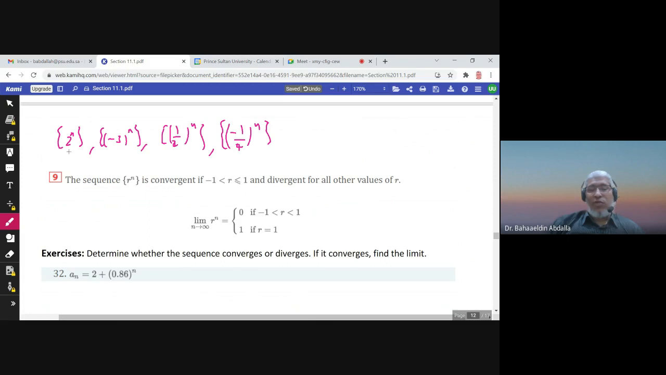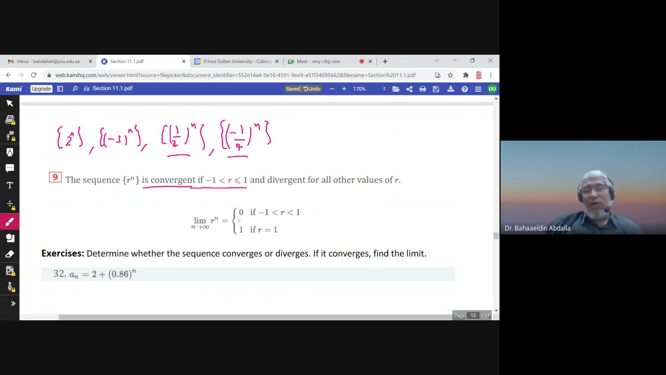But here r is 2, it's greater than 1. Here r is -3, it is less than -1. Here r is half. Here r is -1 over 4. So r here is between -1 and 1 in these two cases. So here the sequence is convergent, okay? Because when you take the limit, it would be 1 over 2 to the power n, so it would be 1 over infinity, it would be 0. So if r is between -1 and 1, the sequence r^n would be convergent. Otherwise, it would be divergent.